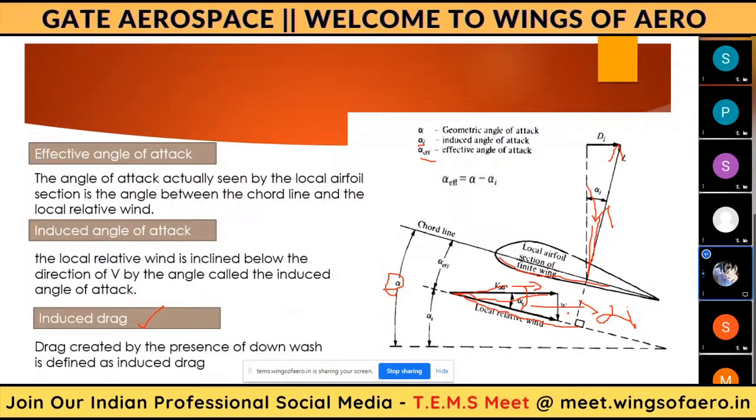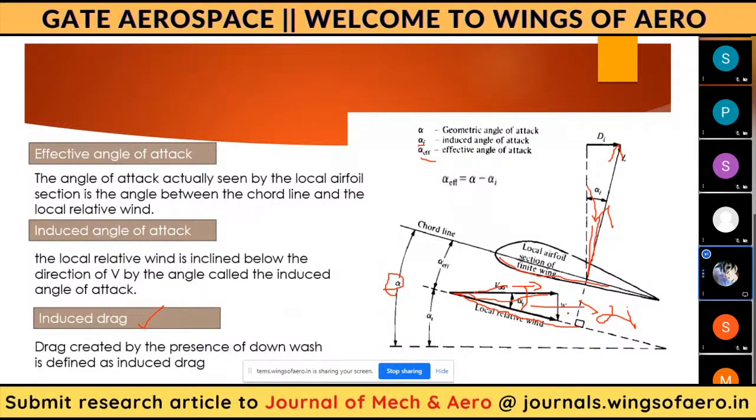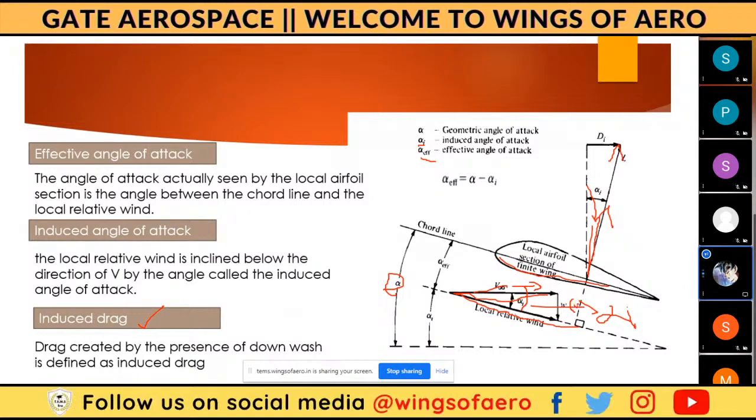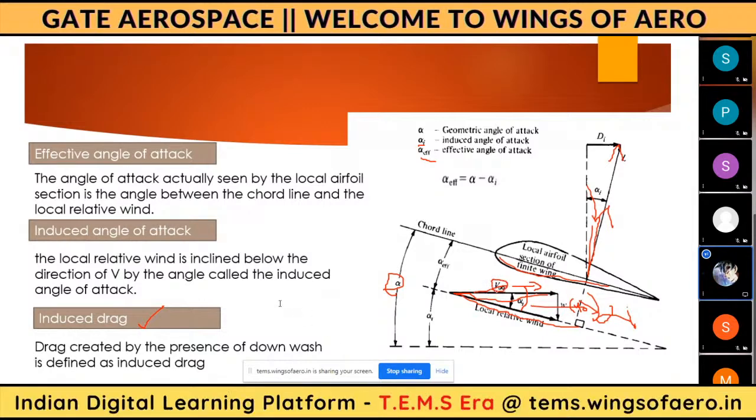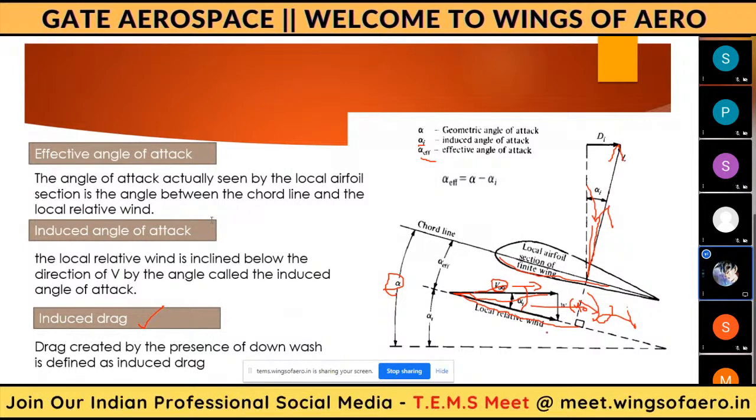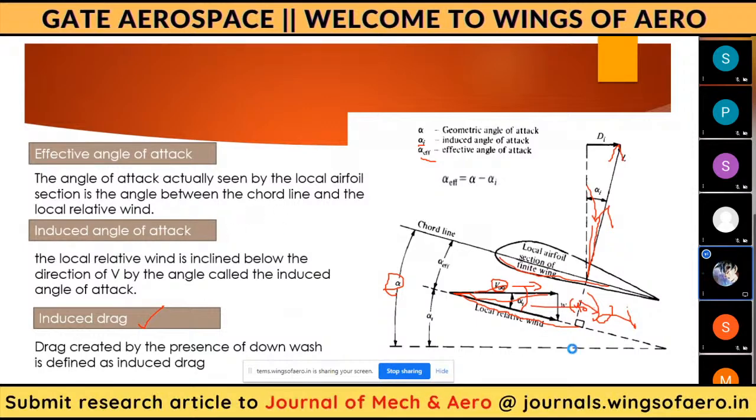So alpha equal to what? Sin alpha equal to w divided by V infinity. I am considering this w as w of y naught. Therefore sin alpha equal to w of y naught divided by V infinity. Since the induced angle is very small, sin alpha will be reduced to alpha. Therefore alpha equal to w of y naught divided by V infinity. That's what it is here.